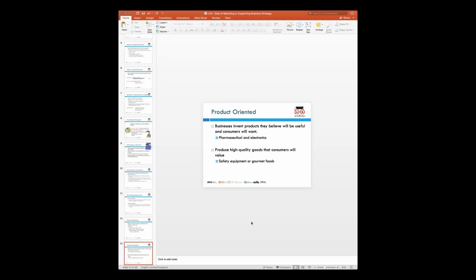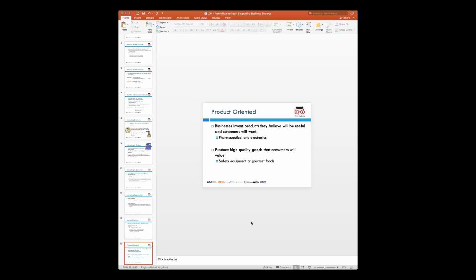A product-oriented approach or strategy essentially would be that businesses look at inventing products which they believe are going to be useful and successful with consumers, and they are predominantly seen in the pharmaceutical and electronic sectors. A very good example is medicines, because pharmaceutical companies invest a lot of money, time, and effort into research and the creation of drugs, and also electronic companies which look at the creation of categories like tablets and smartphones. They were products which were not in existence, and the companies which did product-oriented research and then created these products were looking at creating a new market and hoping that consumers will like the products.